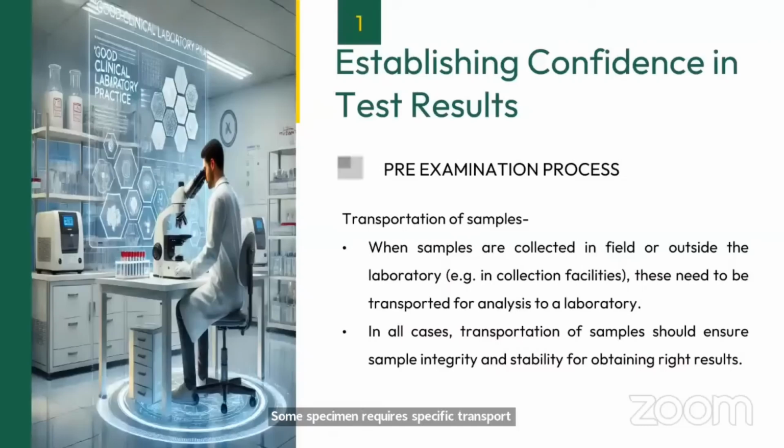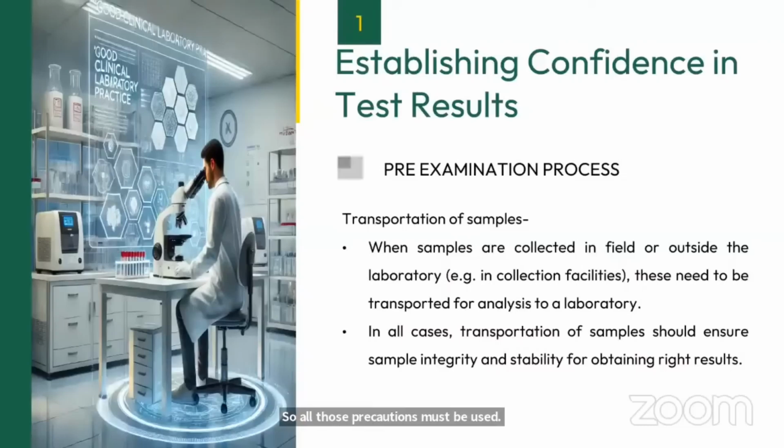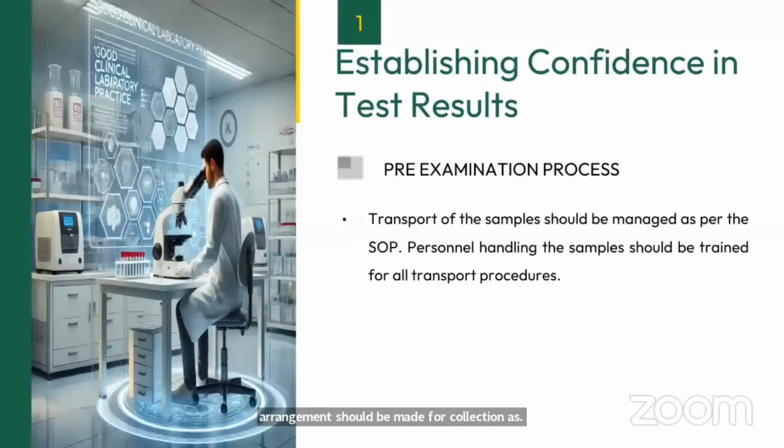So all those precautions must be considered to maintain the integrity of the analyte which is of interest. So considering the sample integrity and sample stability, whichever is required, appropriate transportation conditions and arrangements should be made for collection and transportation of the specimen. Transportation of the samples should be managed as per the SOPs. Personnel handling the specimen samples should be trained for all transport procedures.